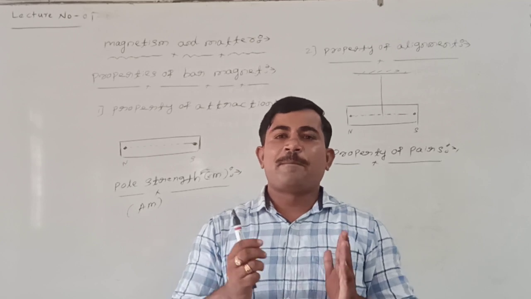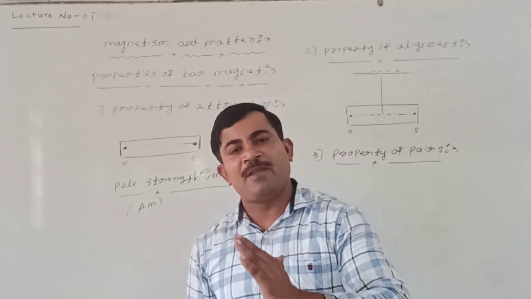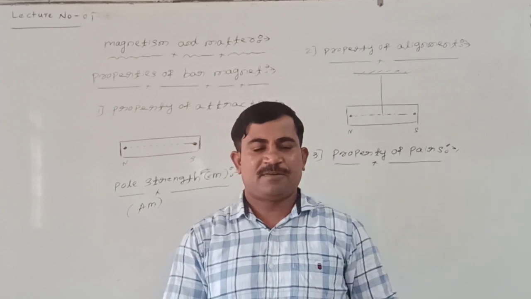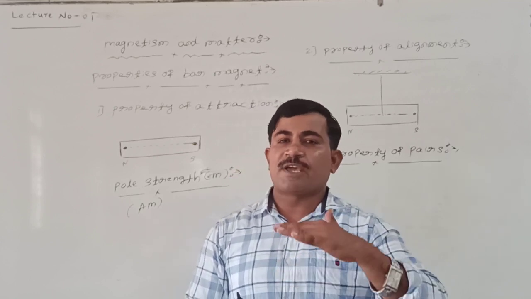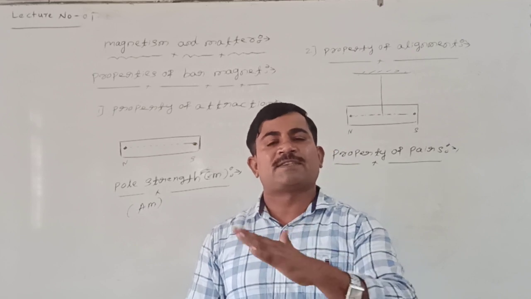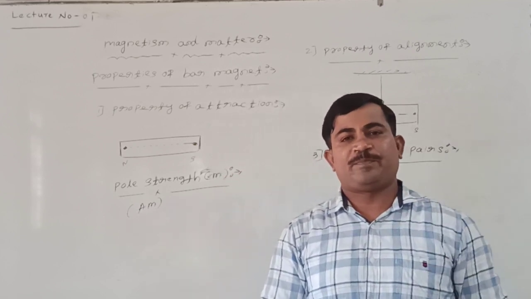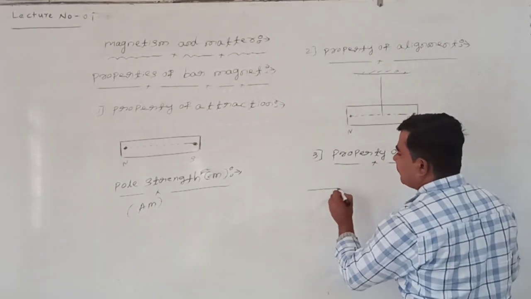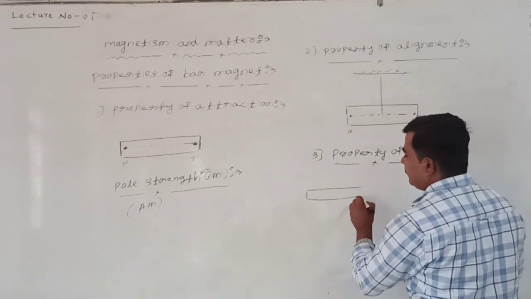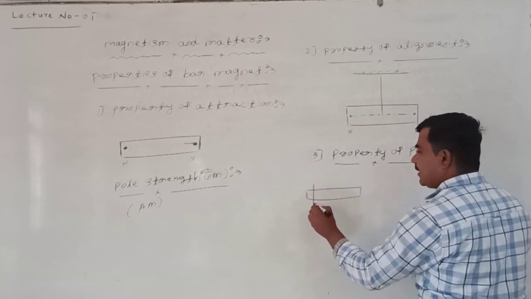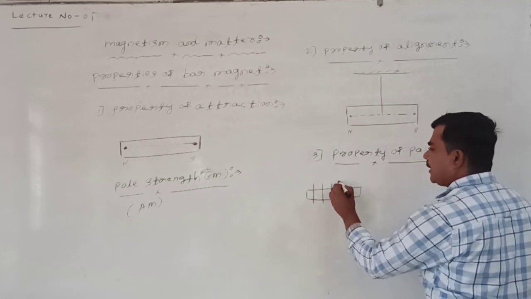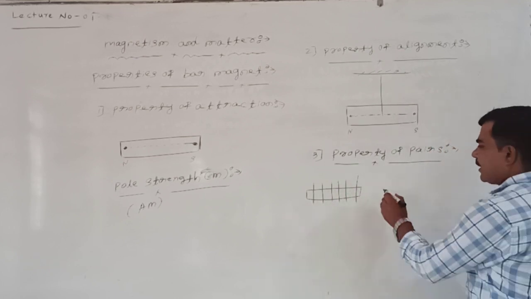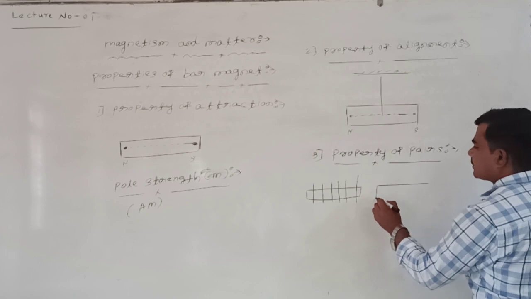Right. When a bar magnet is cut into so many pieces, either along the horizontal direction or the vertical direction, each piece acts as a magnet with a north pole and a south pole. How is it? Let us take a bar magnet. When this bar magnet is cut into so many pieces, you can take 2 pieces, 3 pieces, or any number of pieces, either vertically or horizontally.